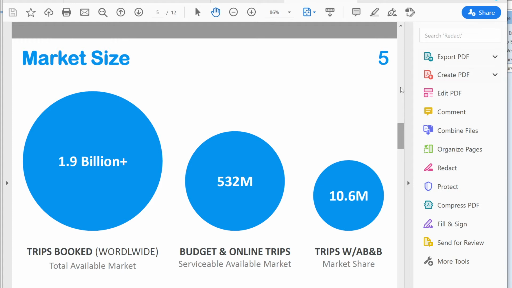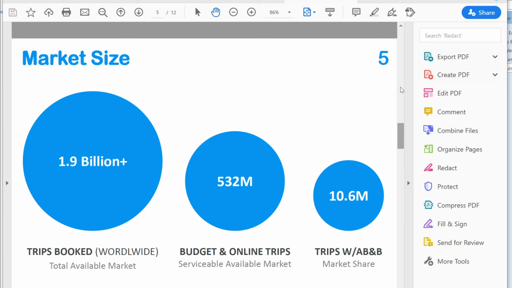So, by the way, all these numbers are guesswork. Maybe the $1.9 billion is not guesswork, but the 500 million most definitely is, and then 10 million most definitely is. But because you do it in a way that's reasonable and appears to be somewhat conservative, people will give you the benefit of the doubt.